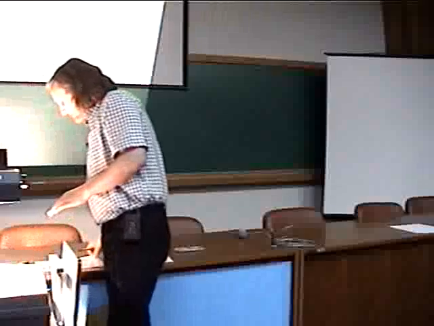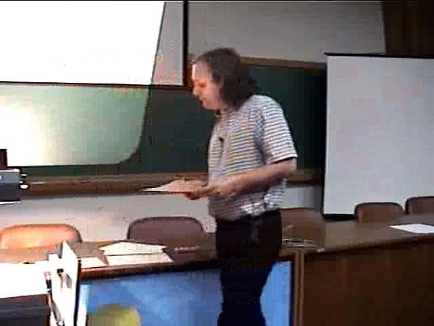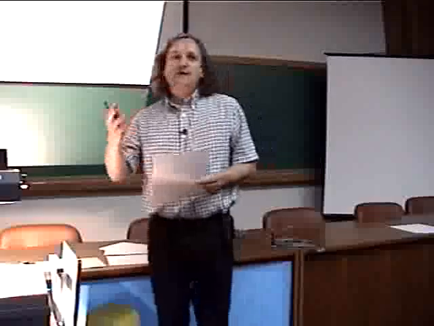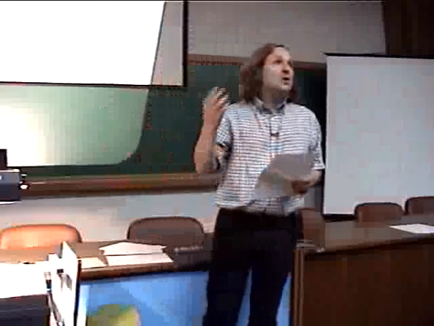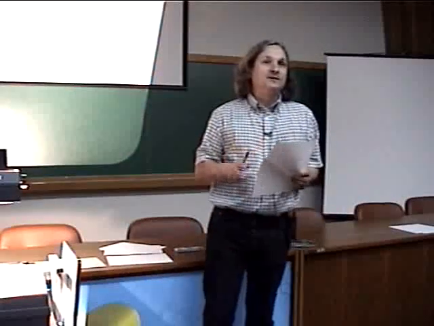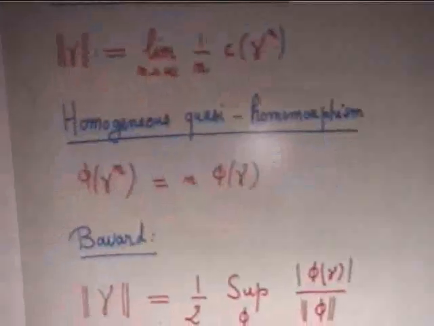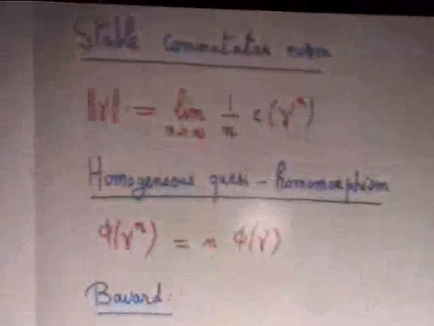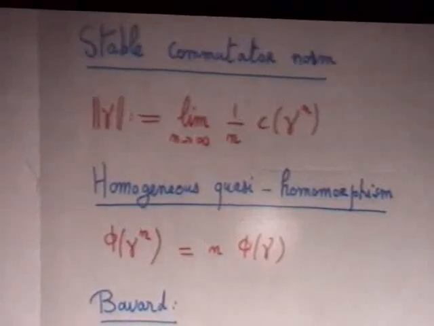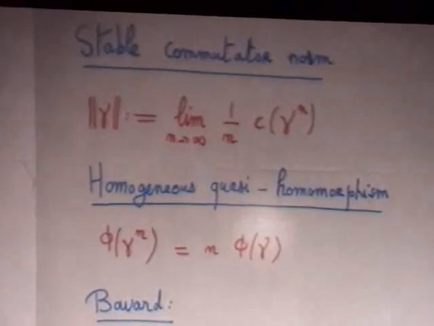Actually, and I will explain that quickly, this is not very important for the rest, this strategy of constructing quasi-homomorphisms is the only possible one. So let me explain what I mean by that. Again, if you have a general group gamma, you might try to stabilize the commutator length. So this is a general definition.